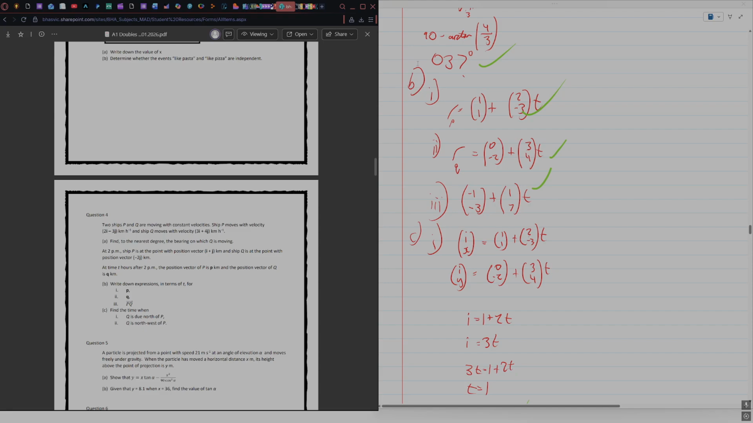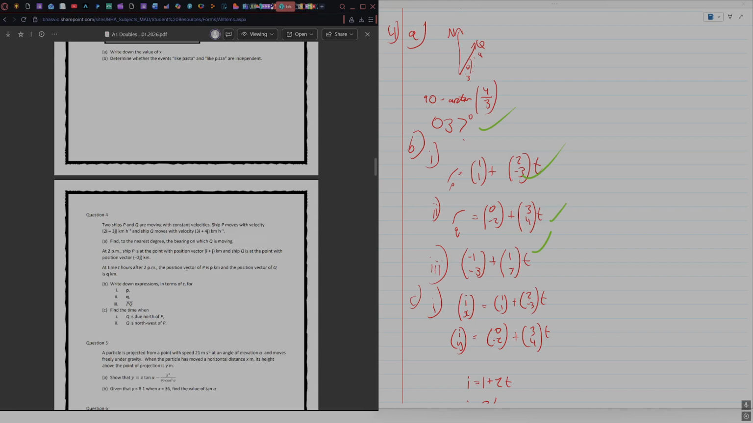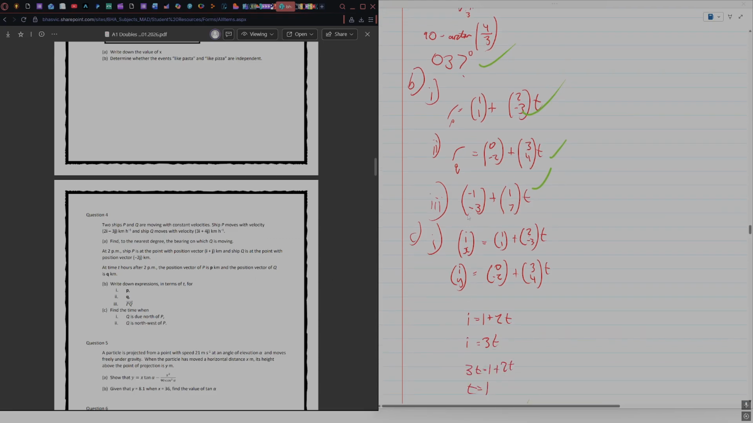So next for B, we need to find the position vector of P at any time and the position vector of Q at any time. So you just use r equals r0 plus vt. Then for part 3, PQ, you just do Q minus P, and that will give you your answer.